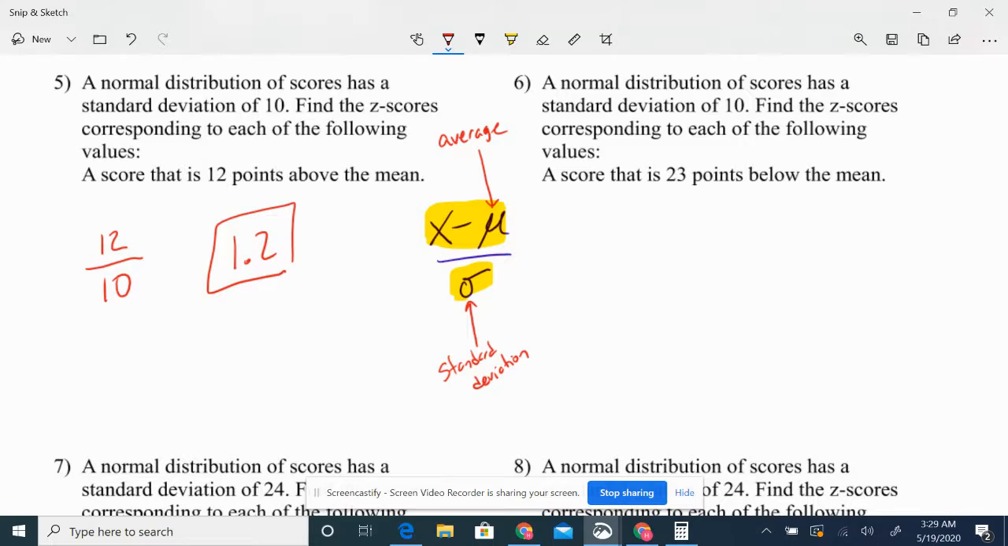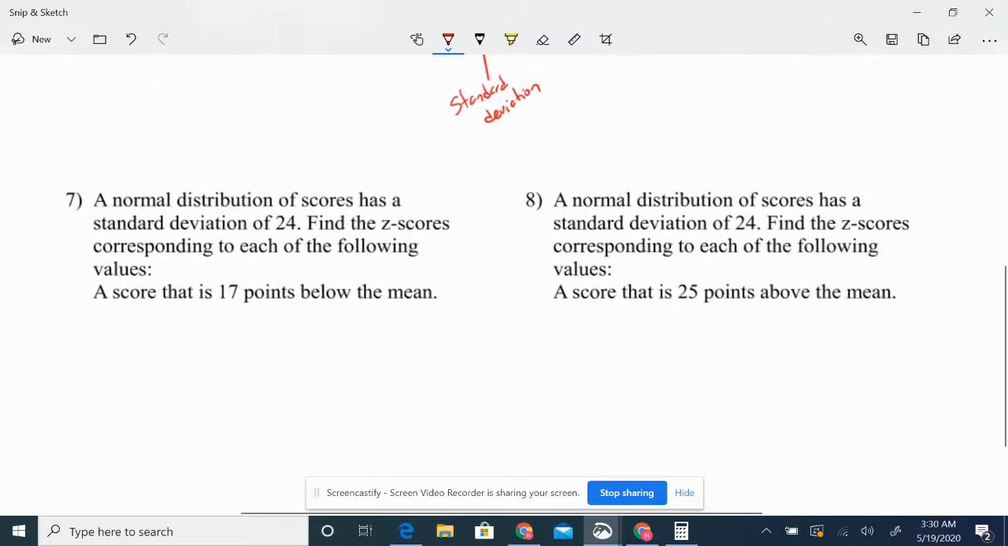Now let's take a look at number 6. A normal distribution score has a standard deviation of 10. So I have a 10 at the bottom. Find the z-scores corresponding to each of the following values. A score that is 23 points below the mean. So on the top, I have a negative 23. Now, negative 23 divided by 10 happens to be negative 2.3. That's how easy it is to find the z-score.